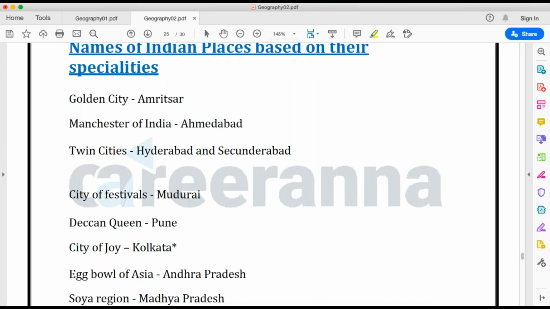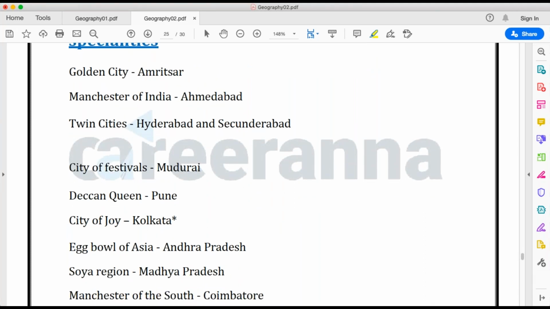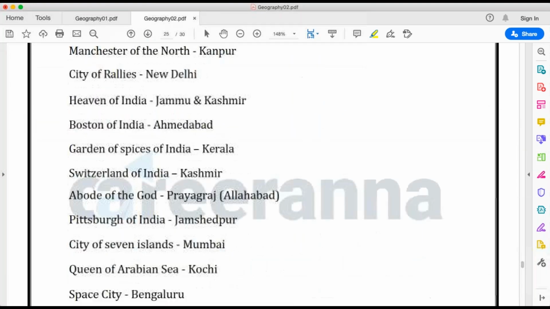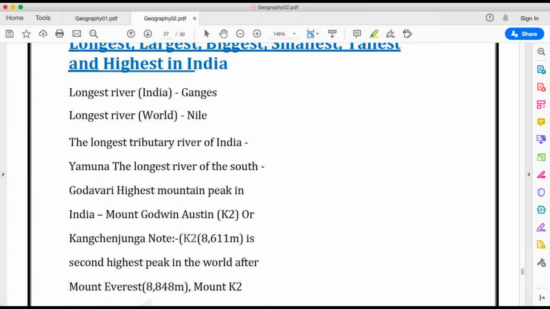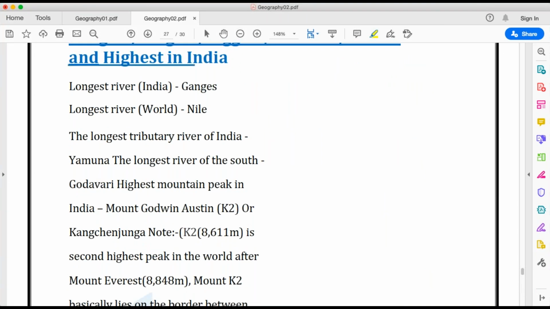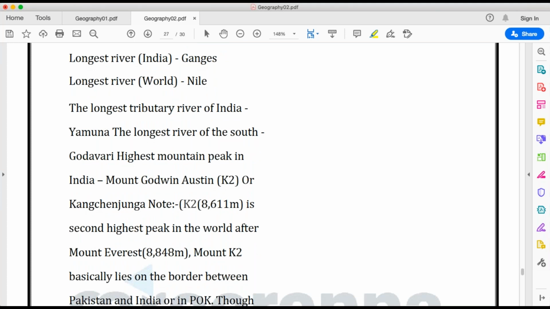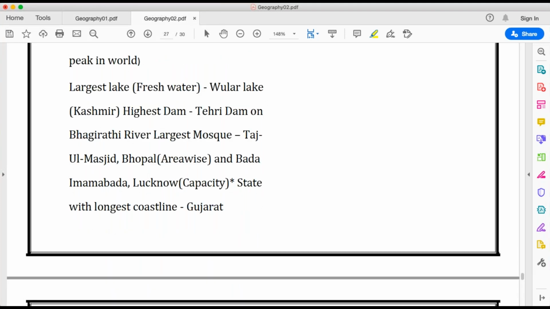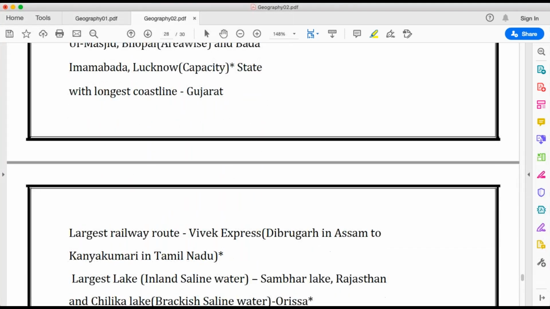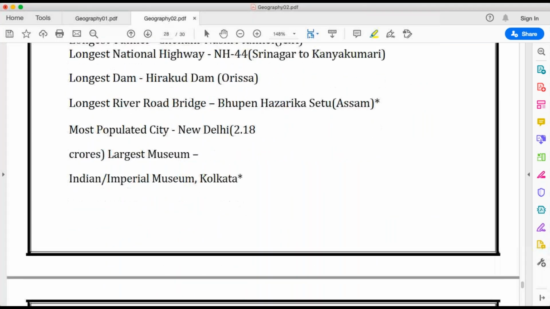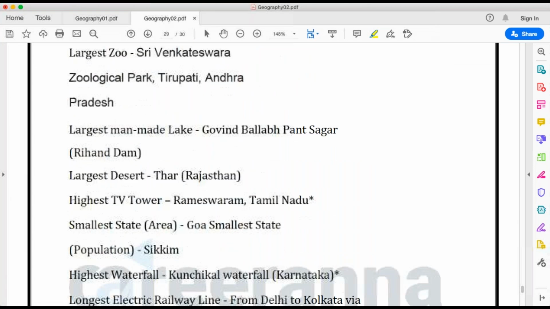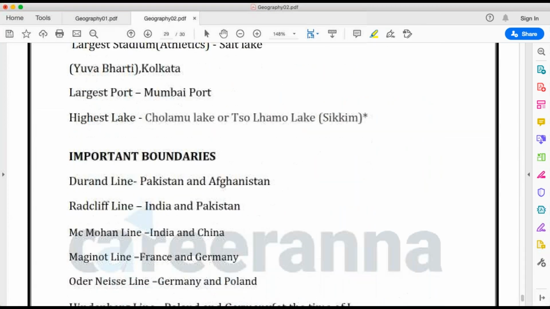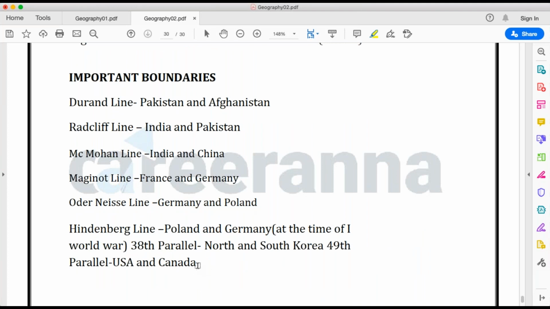Nicknames, not important, but yes, if you can remember, good, but they are not very important. Longest river, yes, do remember these, but you don't need to remember the heights and the lengths, just remember the names. Again, I believe that this should have been provided in the tabular format in the ebook. I will provide you this in the tabular format when I provide you the condensed ebook, so that it becomes easy for you to learn. This is very important. Every year, at least one question is asked from this in at least one exam. Important boundaries, very important.